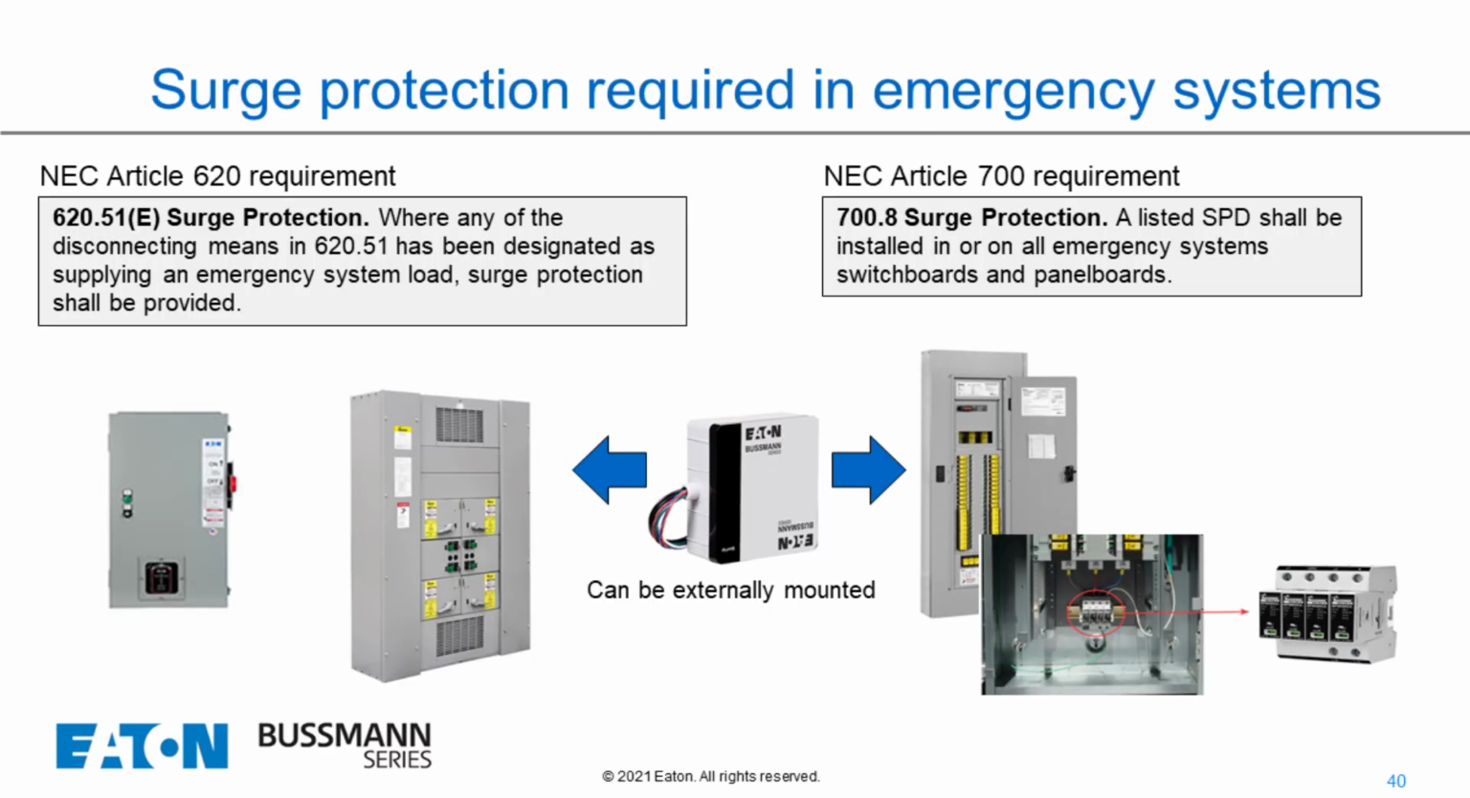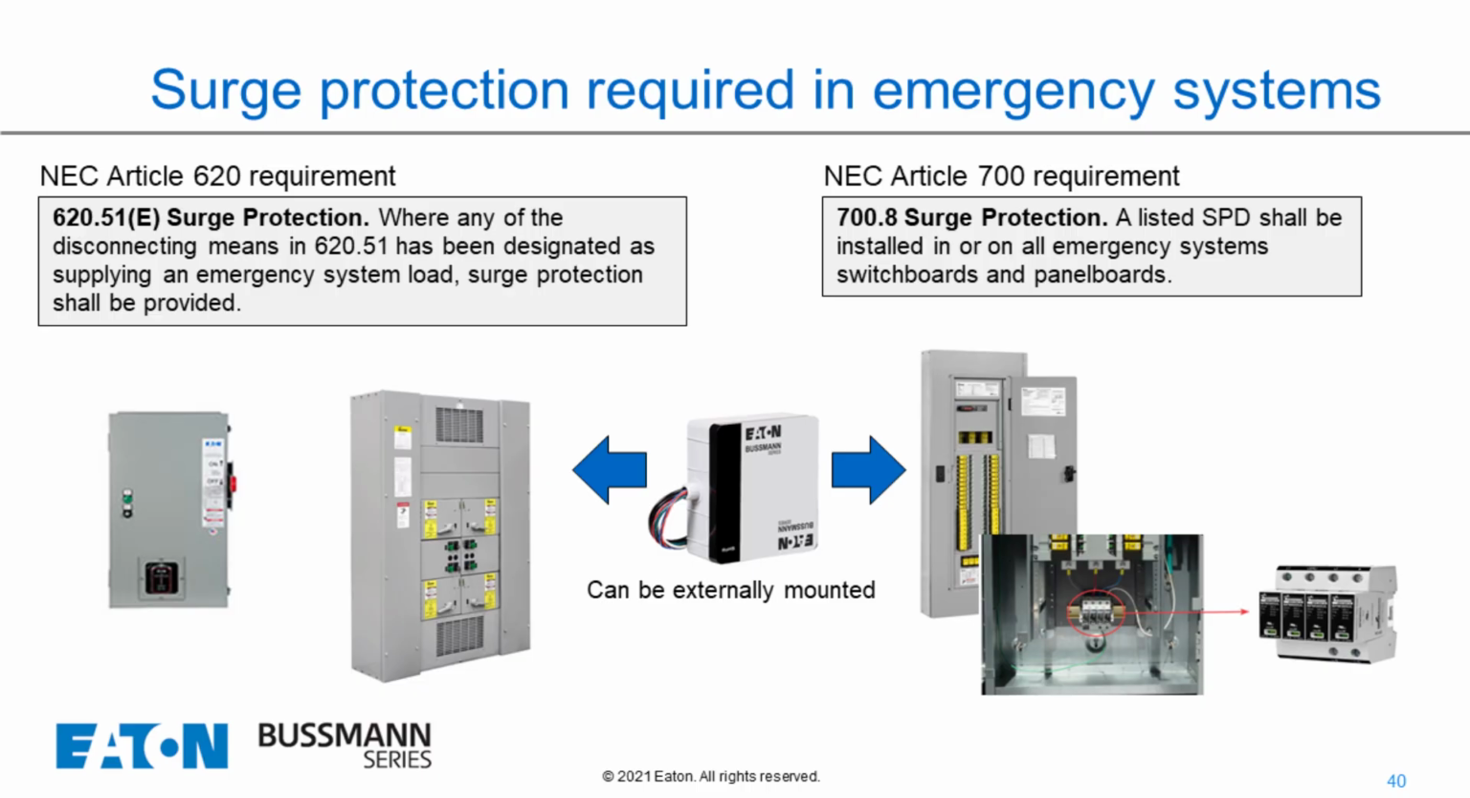All right, so I want to bring up that surge protection is required on emergency systems as well as elevator systems. So let's talk about elevators. If the elevator is on an emergency system, then you are required under 620.51 to put a surge protection in that panel. Basically what it says is where any of the disconnecting means in 620.51 has been designated as supplying an emergency system load, surge protection shall be provided. So that's on your elevator system, if it's considered an emergency on the emergency system.